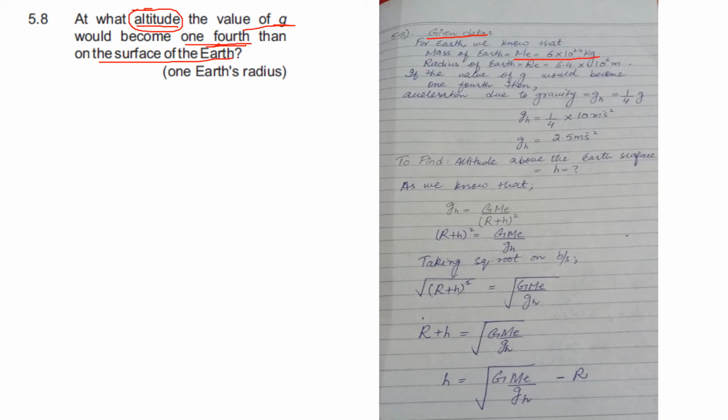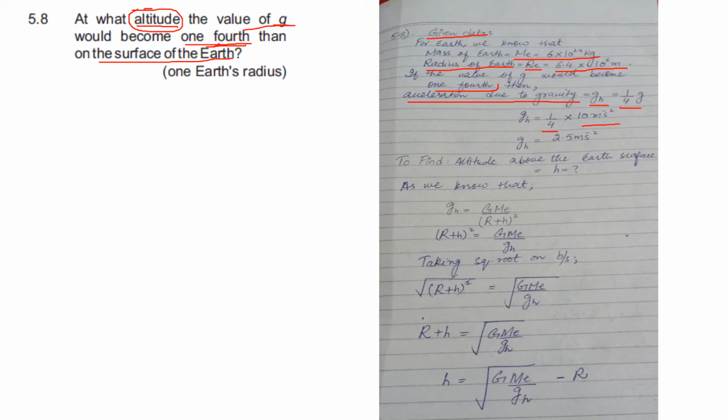And if we see, the radius of the earth is Re, which is equal to 6.4 into 10 raised to power 6 meter. If the value of g would become 1/4, that condition is given in the problem, then what would happen to the value of g? The acceleration due to gravity will be gh, and it will be equal to 1 by 4 g. The value of g is always known, that is 10 meter per second square, and the condition given in our problem is that it will become 1 by 4th.